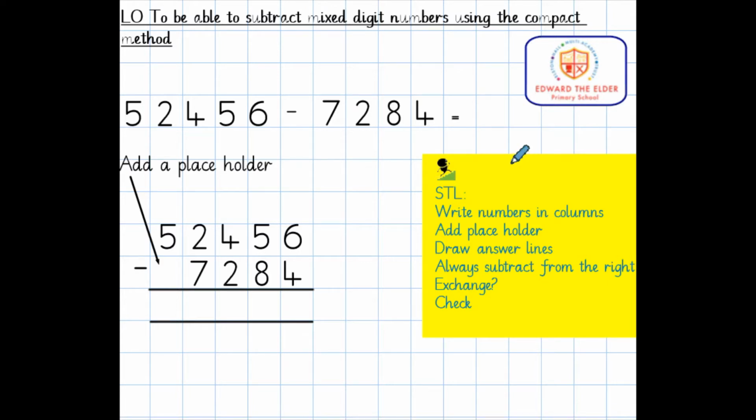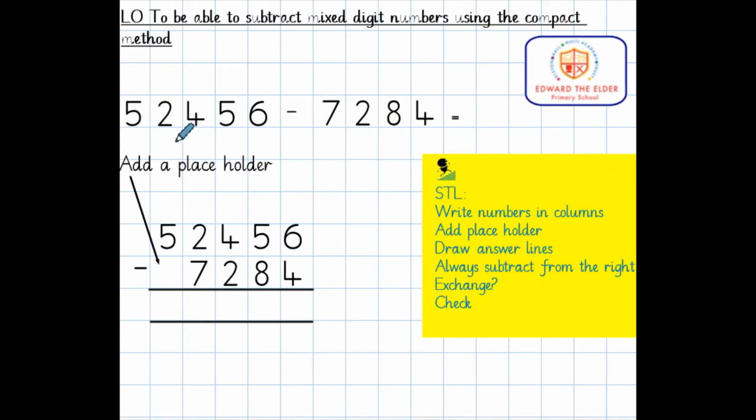We teach 3 methods of subtraction in Year 5, all linked to the compact column method. The first extends Year 4's learning, although with larger numbers in Year 5. Let's take a look at our learning objective: to be able to subtract mixed digit numbers using the compact method. As we are doing a subtraction, we know our answer will be smaller than the numbers that we started with.